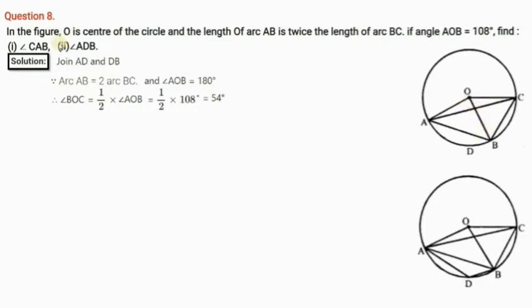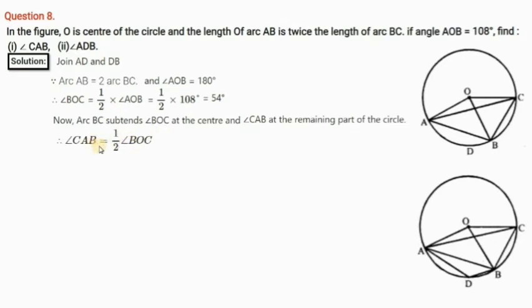Now our aim is to calculate CAB, right? Arc BC subtends BOC at the center, and in the remaining part, BC subtends BAC. That's what we need to calculate. That's what is written out here. So CAB or BAC will be half of the central angle, that is BOC. BOC is 54 degrees, so half of 54 degrees will be 27 degrees. So my first answer will be 27 degrees.